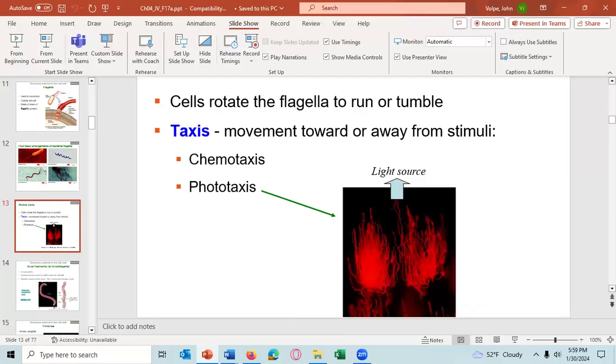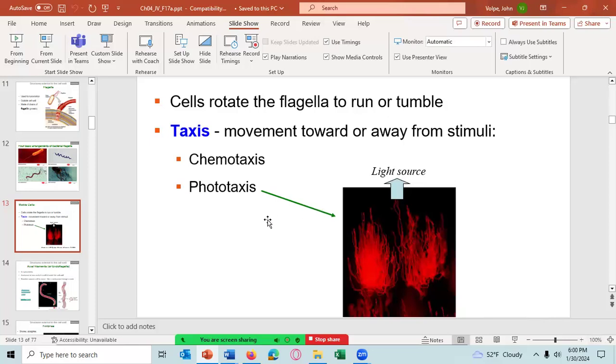Taxis is the movement toward or away from a stimuli. Bacteria can only move if they have at least one flagellum or multiple flagella. There's two types of taxis: chemotaxis, where the cells respond to a chemical stimuli and then either move toward that stimuli or move away from that stimuli.